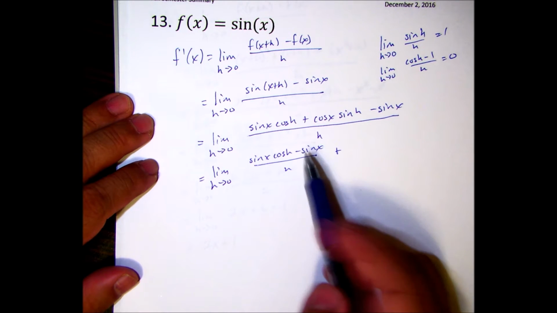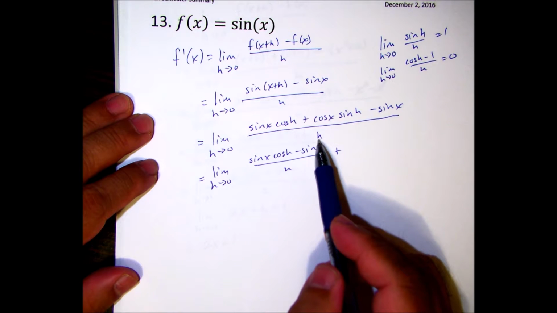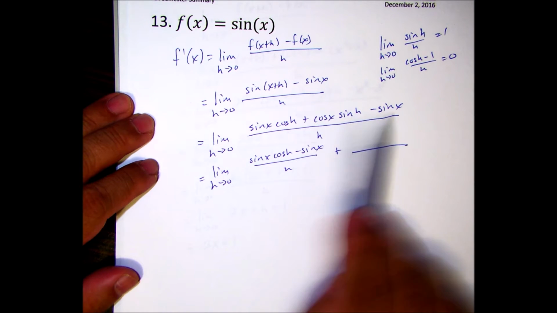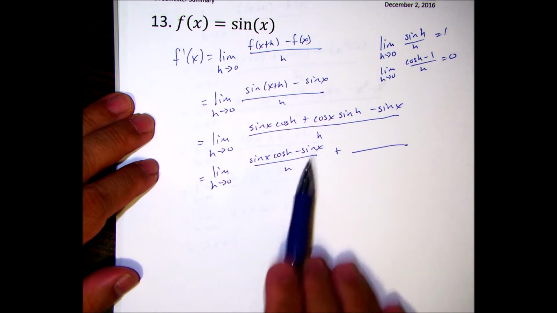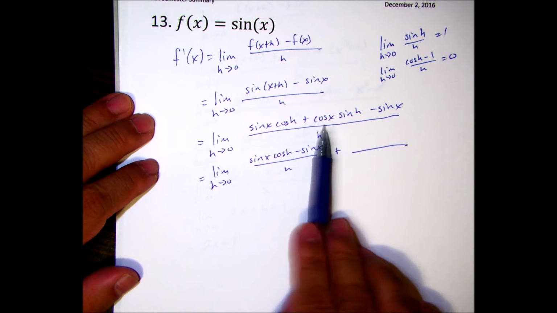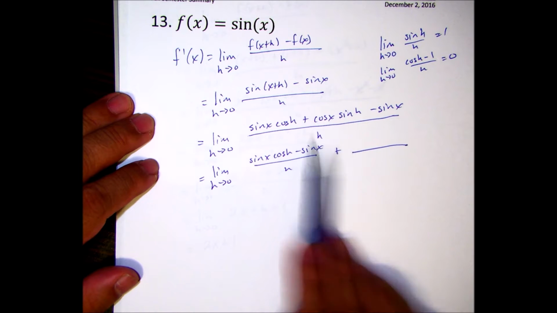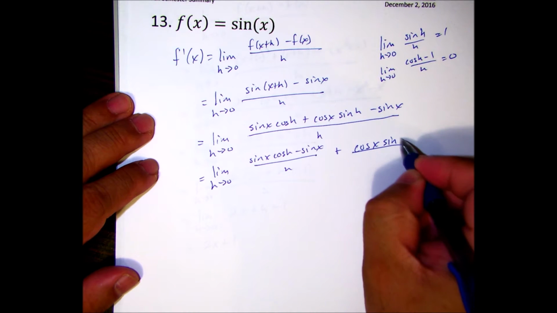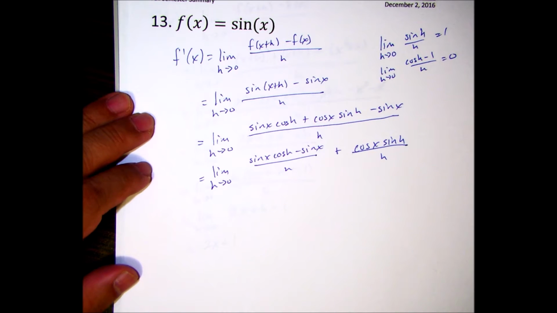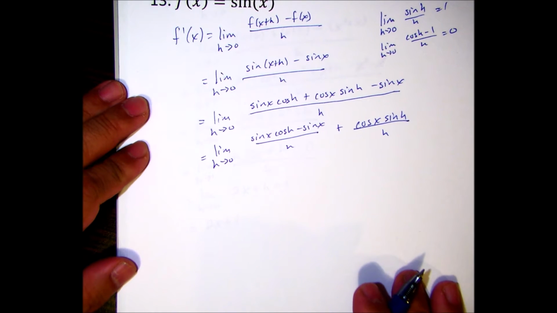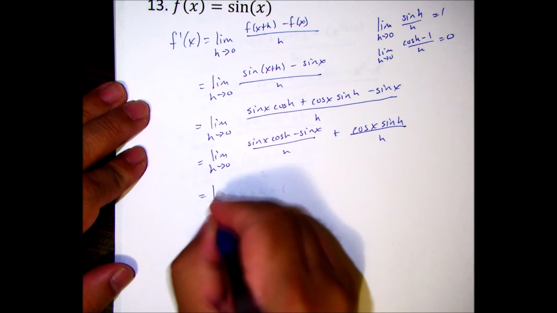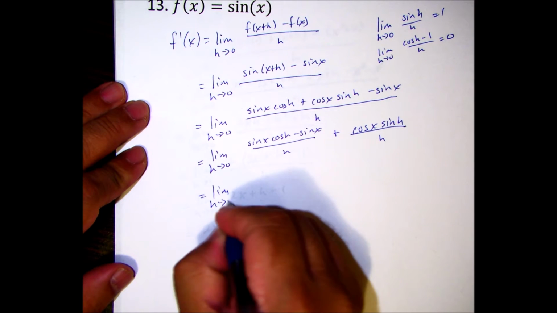And remember, a fraction can be written with the denominator. What I'm doing is I'm going to group those two together, put it over h, and write that as one fraction. And then I'm going to write cosine x sine h over h as another fraction. Now I'm going to rewrite it so that you can see these two limits. It'll make it easier to see.